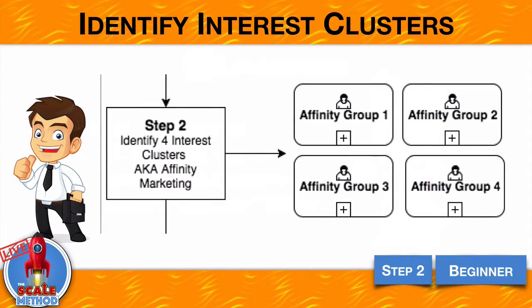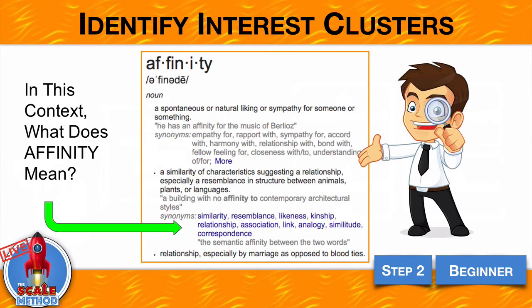Now, step number 2 is we want to identify interest clusters. See, we want to identify 4 different types of what we call affinity marketing. Now, affinity marketing is critical to your growth, so let's go ahead and cover that. See, affinity means similarity, resemblance, likeness, or kinship. It's a relationship and association.